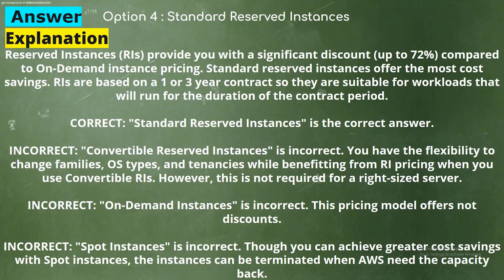Incorrect. Convertible reserved instances is incorrect. You have the flexibility to change families, OS types, and tenancies while benefiting from repricing when you use convertible reserved instances. However, this is not required for a right-sized server.